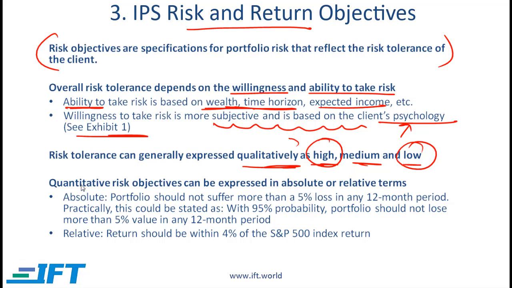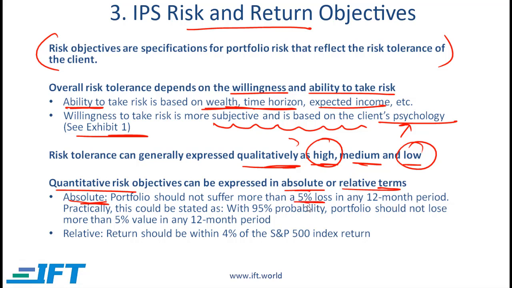We can also express risk tolerance in quantitative terms, and this will be done more often for institutional clients. However, recognize that quantitative risk objectives can be expressed either in absolute terms or relative terms. Here is an example of presenting risk objectives in absolute terms. A portfolio should not suffer more than a 5% loss in any 12-month period.